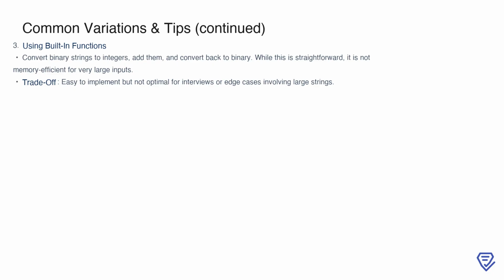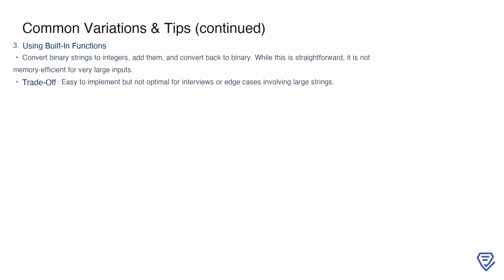Finally, there is the option of using built-in functions to simplify the implementation. By converting the binary strings to integers, performing the addition, and then converting the result back to binary, you can solve the problem with minimal code. While this approach is straightforward and easy to implement, it has significant trade-offs. Specifically, it is not memory efficient, especially for very large inputs, and might not be the best choice in an interview setting where optimization and scalability are often valued. In practice, this method can be useful for quick prototyping but is unlikely to impress in scenarios that require a deeper understanding of binary arithmetic or low-level operations.